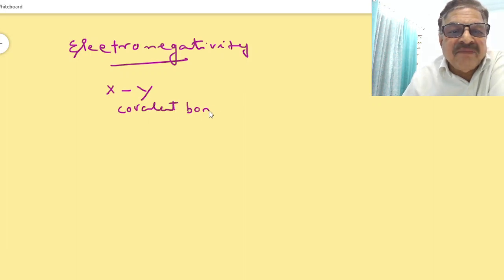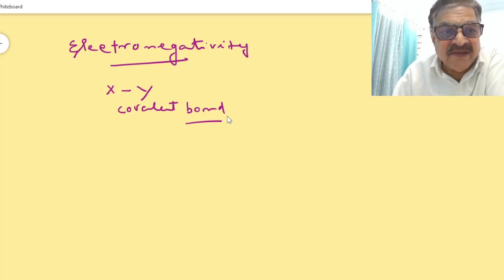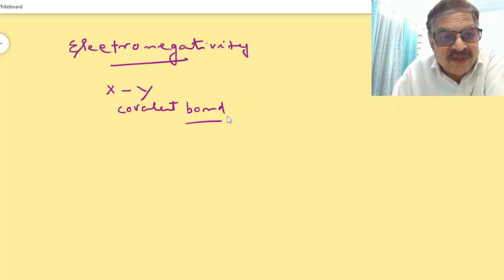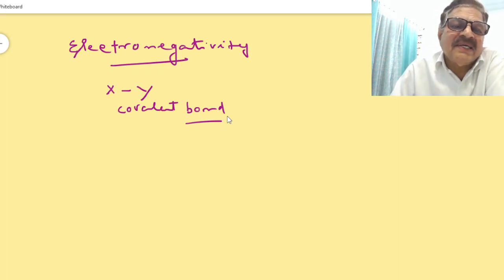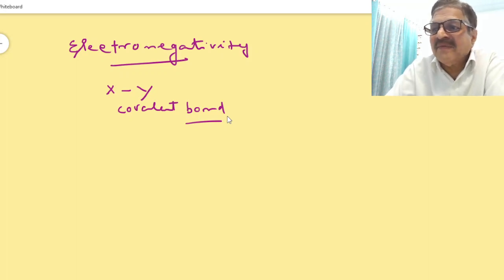This covalent bond, whether the electrons are shared equally or unequally, those are the two possibilities. Equally shared means if the atoms are of the same electronegativity, the electrons in the bond will be shared equally. If the electronegativity is different, one being more electronegative than the other, then the sharing will be unequal. So electronegativity is the guidance value.